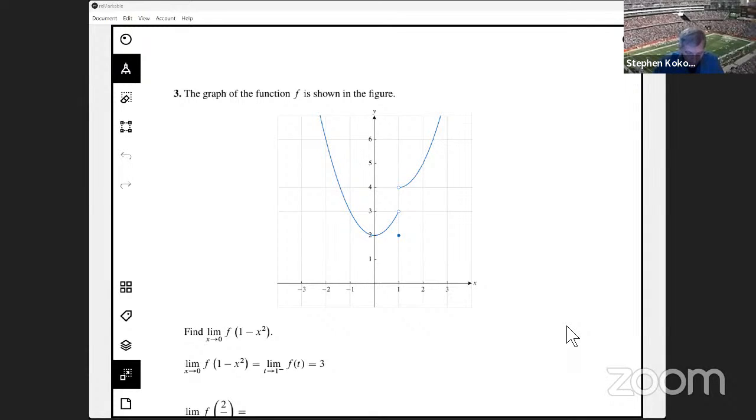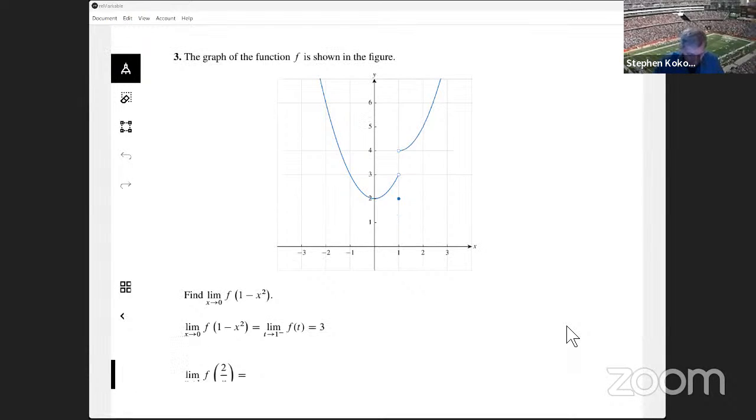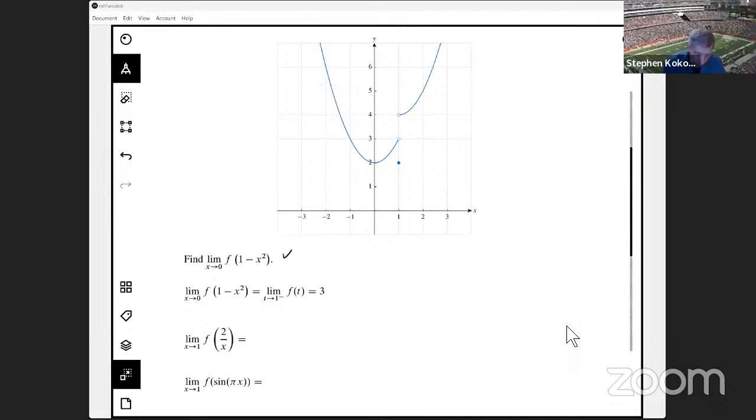The graph of a function f is shown here. The original problem was to find the limit as x goes to 0 of f of 1 minus x squared. So this is a limit question. Here's the way that I would do this one. I like to do this one with a change of variables. What happens as x goes to 0? I'm going to look at the argument of f. As x goes to 0, this expression is going to 1, but I have to think about how.